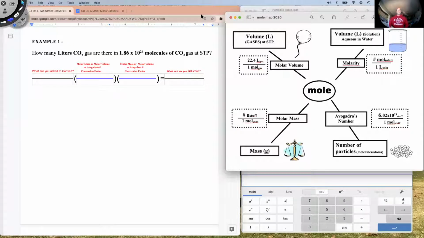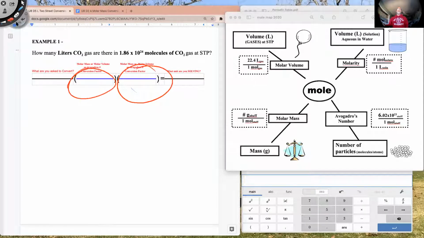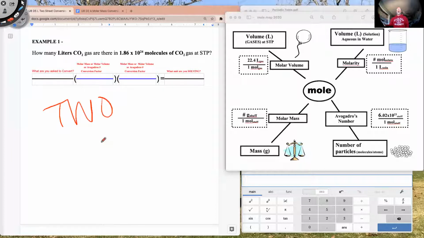All right, ladies and gentlemen, we are going to start example number one. Now you can see things are a little bit different. You're probably looking at the screen right now going, wowzers, looks like we have two conversion factors, also known as two, what?